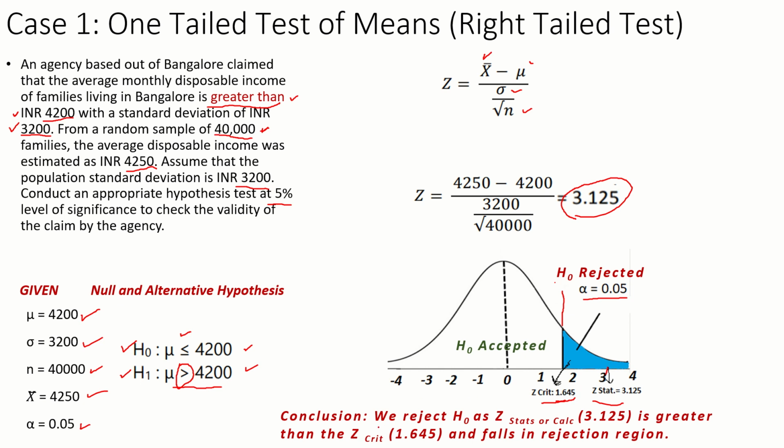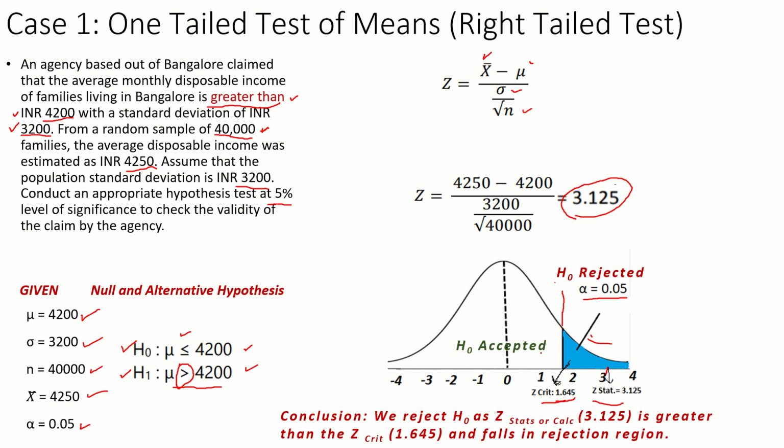Suppose we have to write this in our research report. We write that we reject H0 as Z statistic, or Z calculated, 3.125, is greater than the Z critical value and falls in the rejection region. This is how we can write the report in our research thesis or research papers.